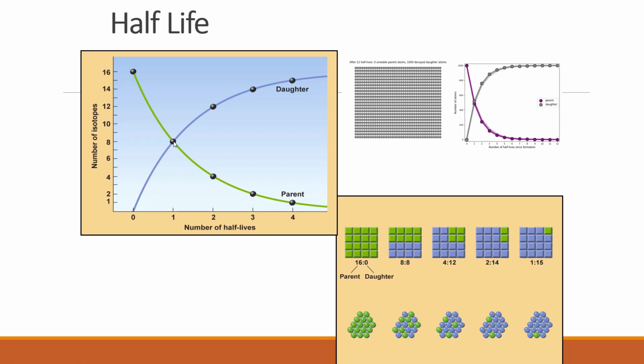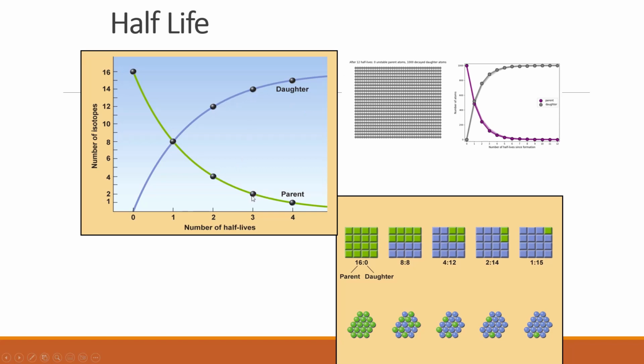After the second half-life, half of those 8 parent will become daughter. So 4 of the 8 remaining parent will become daughter. Then we will have 12 daughter and 4 parent. Now we have 4 parent. After the next half-life, 2 of those parent will become daughter. So we will go from 12 to 14 daughter, and we only have 2 parent left.